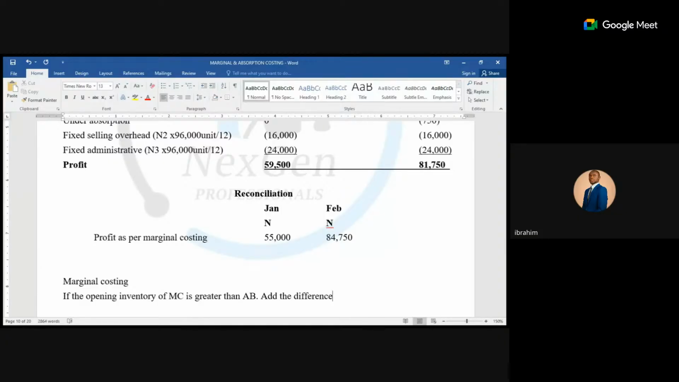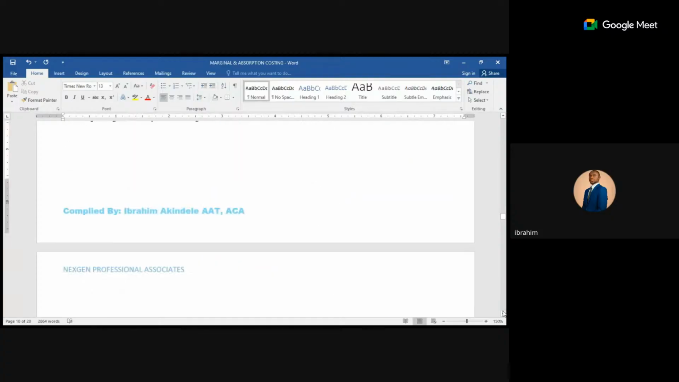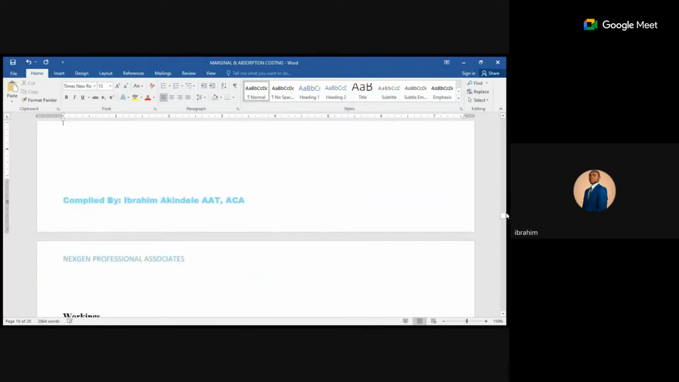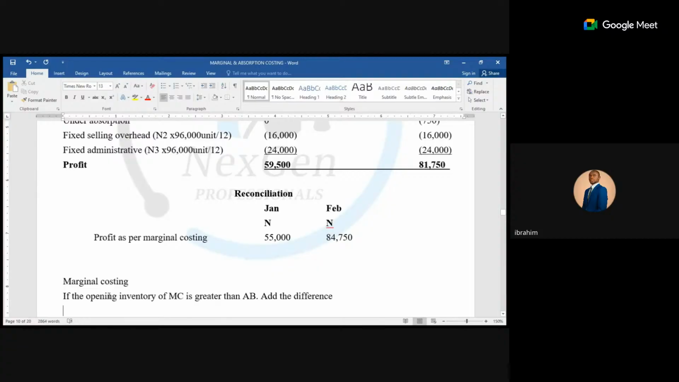Class, if for instance, the opening inventory of marginal costing is greater, add the difference back to the profit. Now, add the what? The difference. If the marginal costing, for instance, is 60 and it is higher than the absorption costing of 30, what is the difference? You add the difference. The difference is 30 naira.